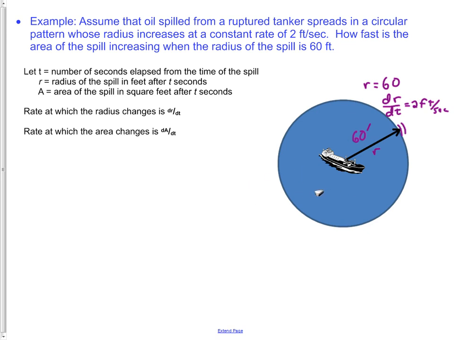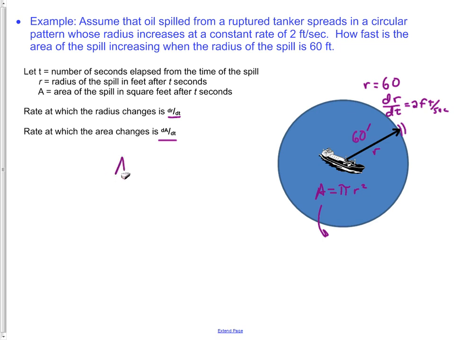So what we need is a relationship between the area and the radius. And well, ready made for us, area is pi times r squared. And so we want to find the rate at which the area changes. We're going to call that dA dt. And we know the rate at which the radius changes. That's dr dt. So how do we set it up?